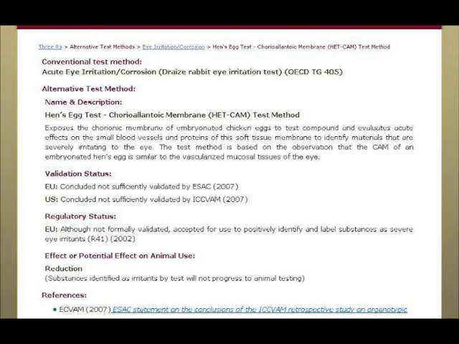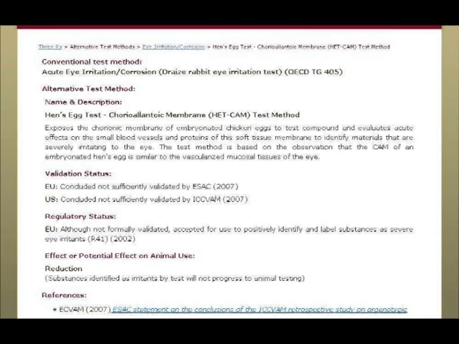The test method is based on the observation that the CAM, which stands for causal analog model, of an embryonated hen's egg is similar to the vascularized mucosal tissues of the eye. The first 2 tests wouldn't be acceptable to vegans or vegetarians. However, this test would be acceptable to vegetarians but not vegans. However, I think everyone would accept that it's a massive improvement on the Draize Eye Irritation corrosion test that takes place currently.